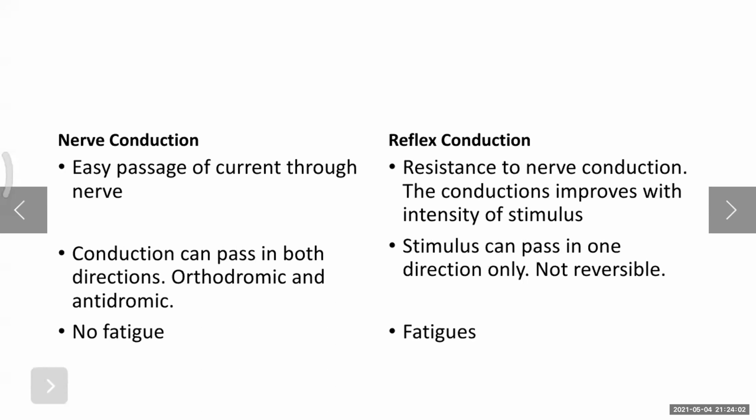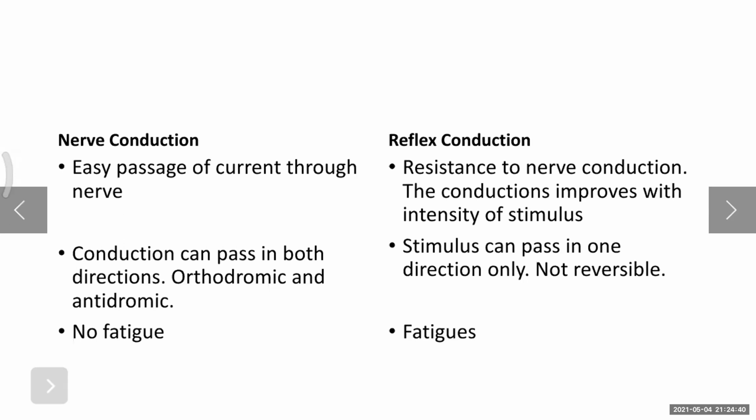The next is he found that there was an easy passage of current through the nerve. The nerve was not giving much resistance, but when the same impulse was passing through the reflex pathways, he saw that there was much resistance to the conduction. But when he increased the intensity of the stimulus, he could see that it is pushing forward, and he was able to get the resistance to reduce, and it was conducting faster and faster. That's the other difference he saw.